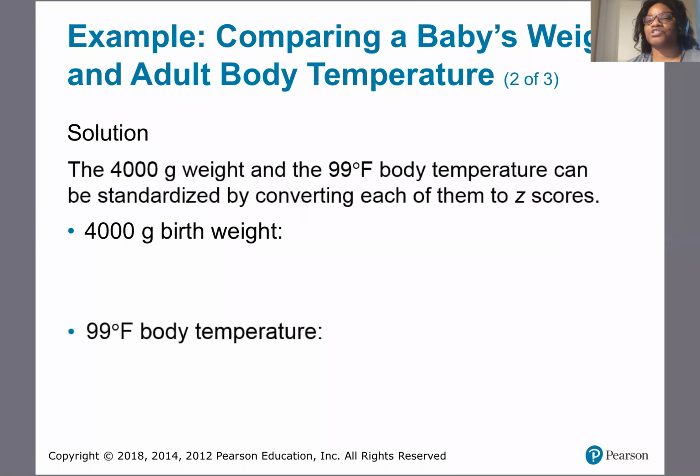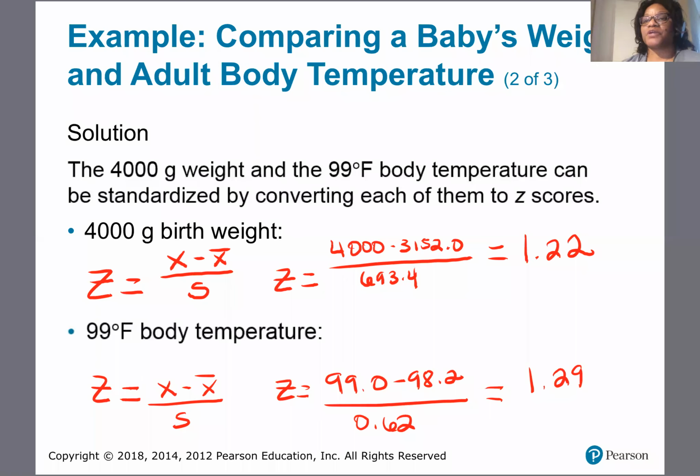Well, let's look at the solution. The first thing we want to do is use the z-score formula to calculate a z-score. When we come back to the slide, you're going to see the actual worked out calculation. So let's jump in and get started.